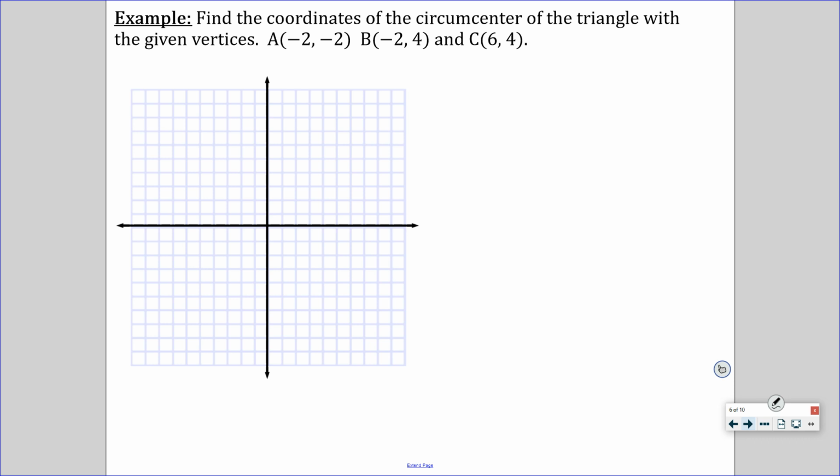Of the triangle with these vertices, A, B, and C. Let's just plot them as we go here. A is -2, -2. B is -2, 4. C is 6, 4. If you have a straight edge, use it. Take your triangle. What kind of triangle does this look like? It does look like a right triangle. So already, I'm thinking my circumcenter is probably on the hypotenuse.